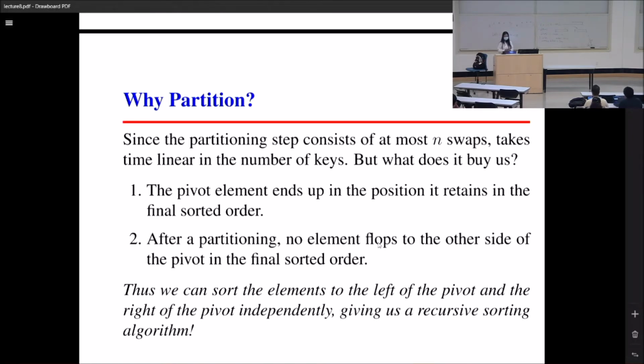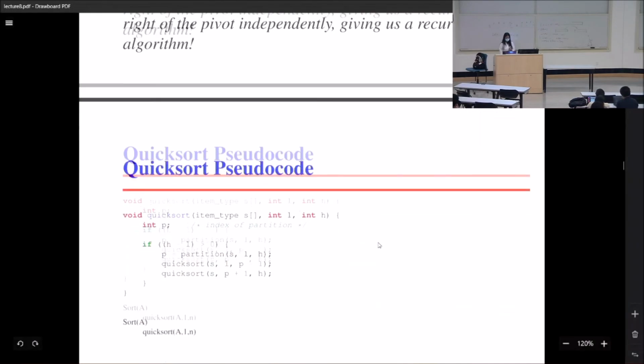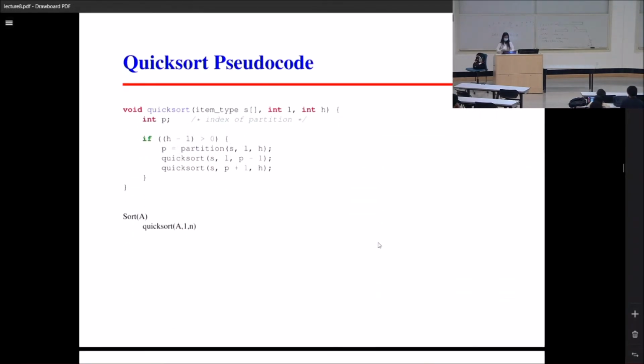Okay. Notice that for the second point, when they have no interactions with each other, it means that the two parts are independent. So it gives us a recursive sorting algorithm. Let's take a look at the pseudocode.